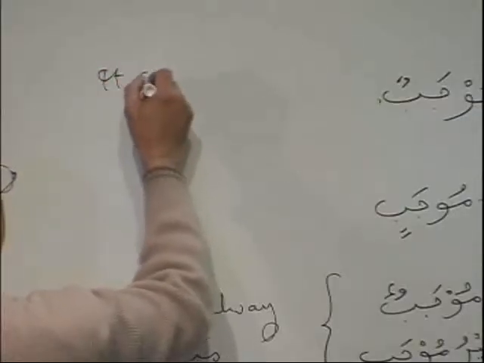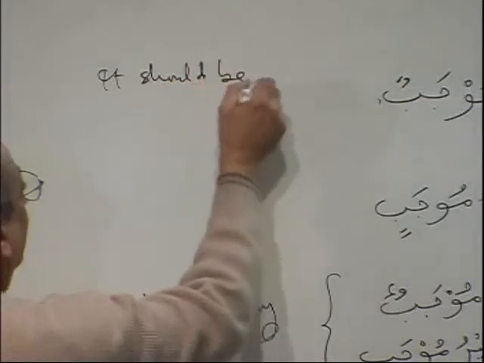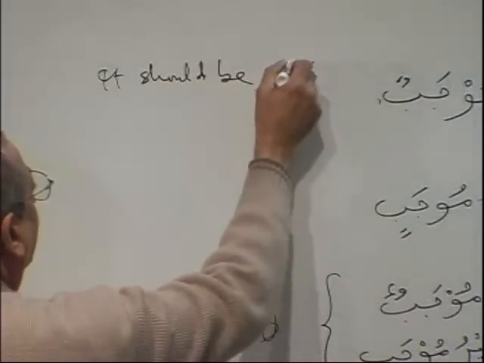In the mustasna muttasil, brothers and sisters, as soon as you say muttasil or munkati, it means they are tamun. Are you with me, brothers and sisters? If the sentence is mujabun, the mustasna is mansub. Are you with me? So I'll write down here: it should be mansub.